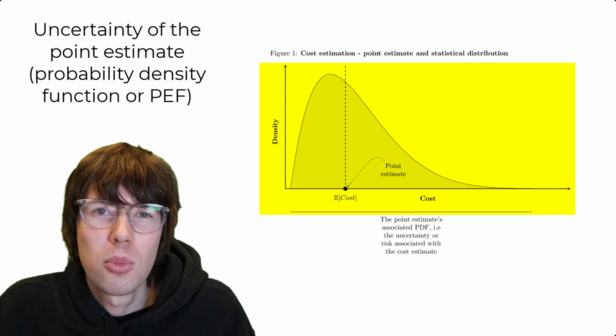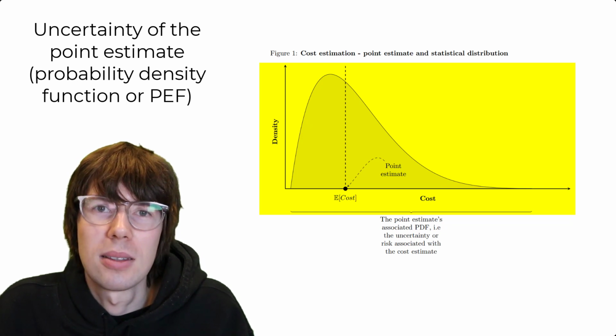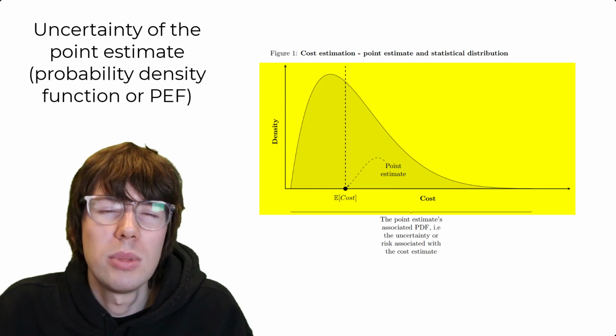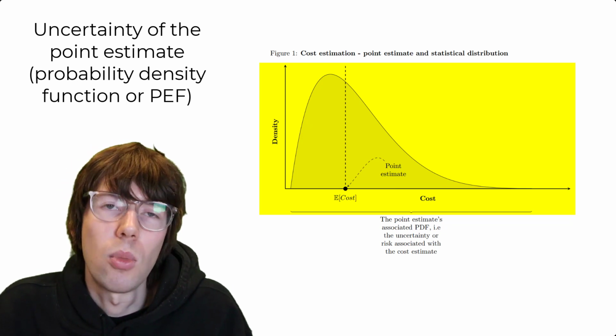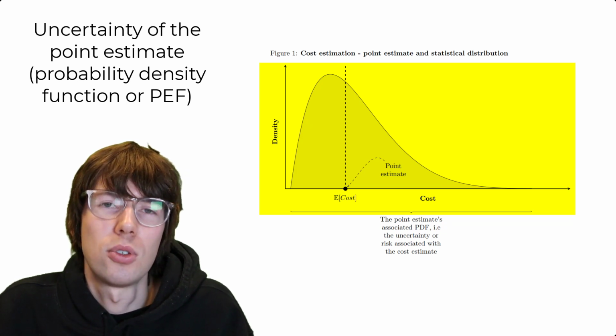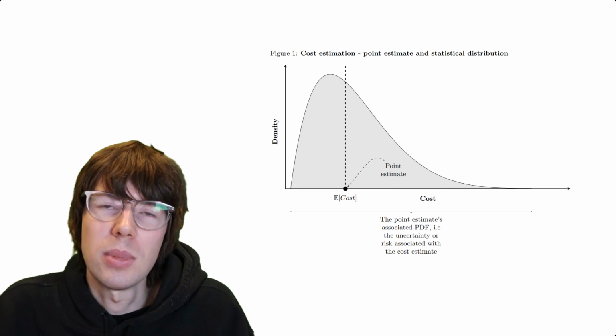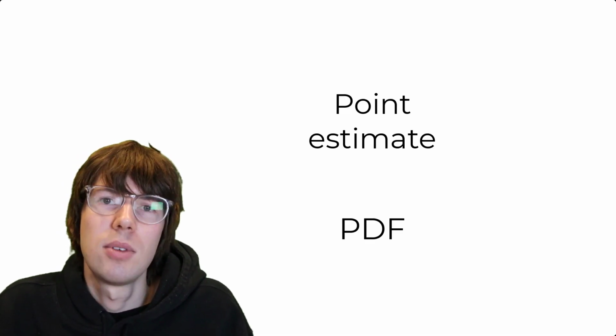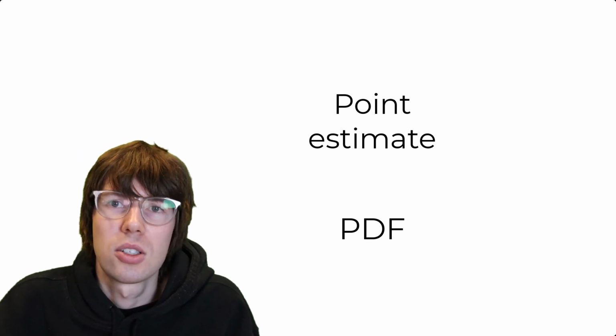Now the point estimate could be the mean or average or expected value of that PDF or the statistical distribution, or it could be the median, or it could be the mode. It's not really a consensus in literature if you should look at the median, mode, or mean. But nevertheless, we want two things. We want point estimate and we want the PDF. So let me talk a little bit about how we get either of these two.